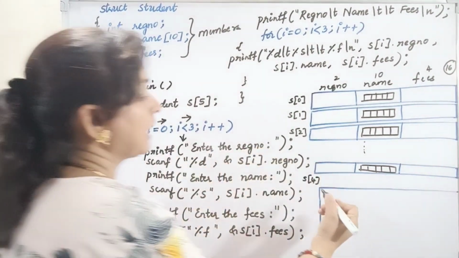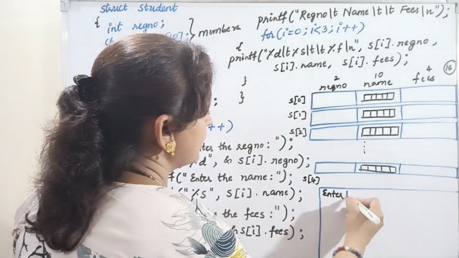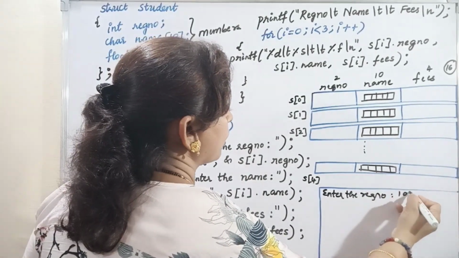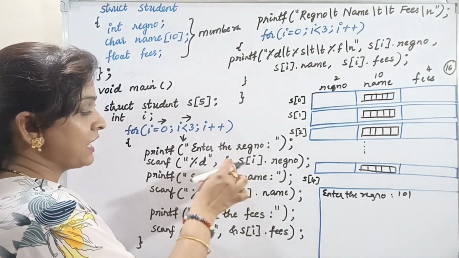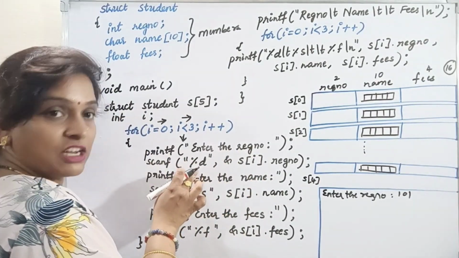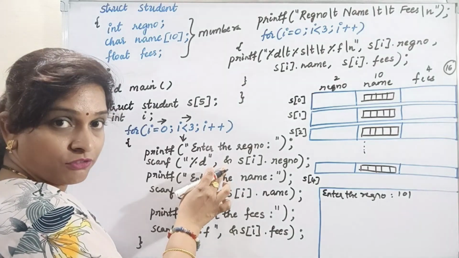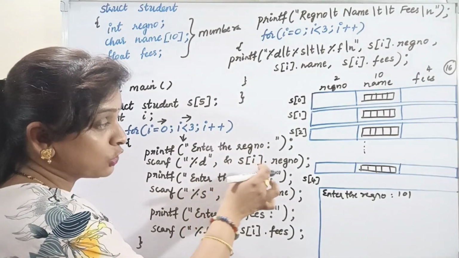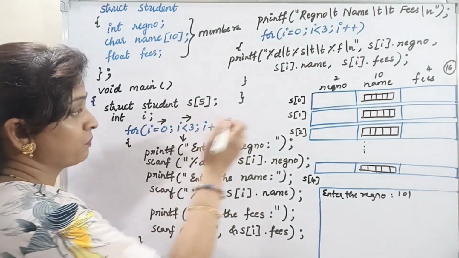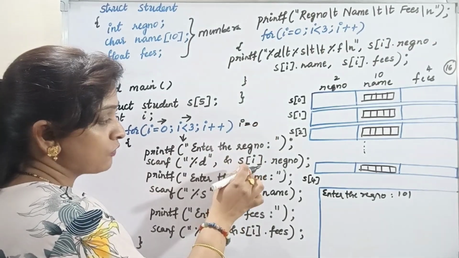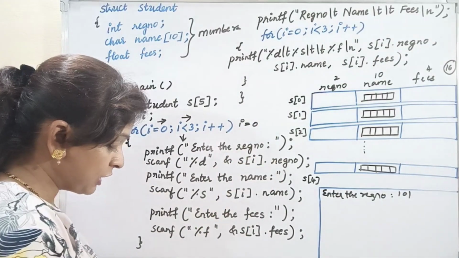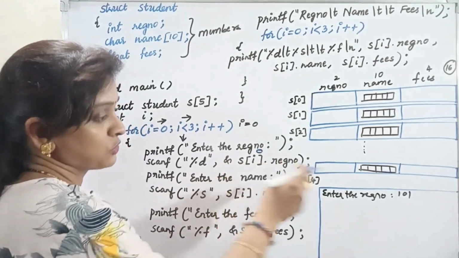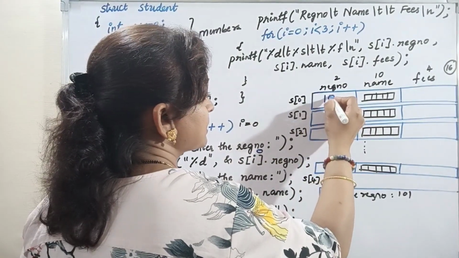So in the output screen, I'll be getting the message, enter the register number. So I'm going to input 101. That will be scanned with the scanf, scan the integer, store in the address of, observe this carefully, address of S of I dot register number. What is I? It is 0. I is 0. S of 0. S of 0 dot register number. So what I am saying here, S of 0 dot register number. So this value will go to this address.